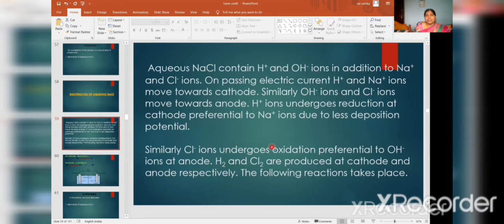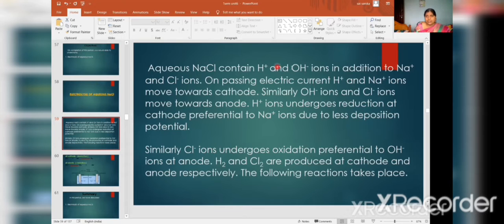Similarly, Cl minus undergoes oxidation preferentially to OH minus ions at the anode. So what is happening here? Here H plus ions are undergoing reduction, and here Cl minus ions are undergoing oxidation. Hydrogen gas will be liberated here and chlorine gas here. So H2 and Cl2 are produced at the cathode and anode respectively. The following reactions take place.